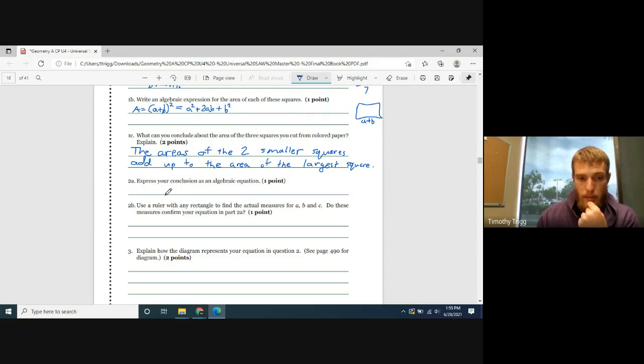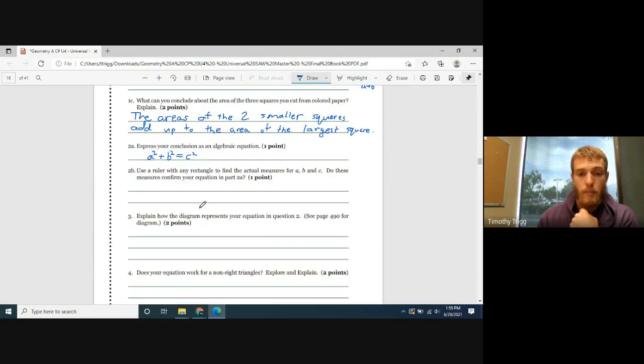So what does that mean? That means the area of the a square, so that's shown by this, a squared, plus the area of the other, the medium square. Those 2 areas add up to the area of the larger square. That's the c square. Okay. So how do we show that?